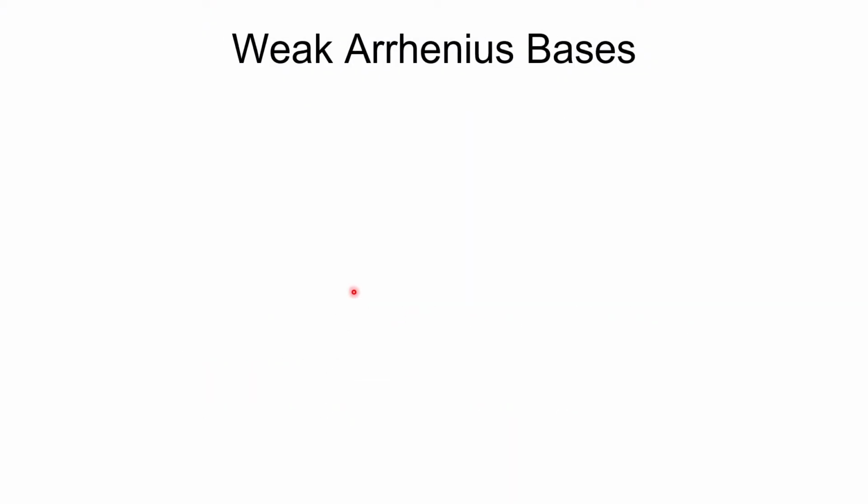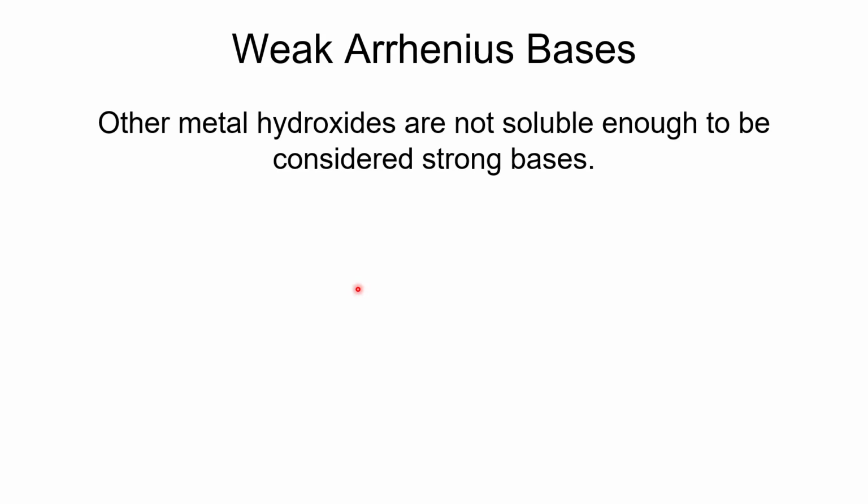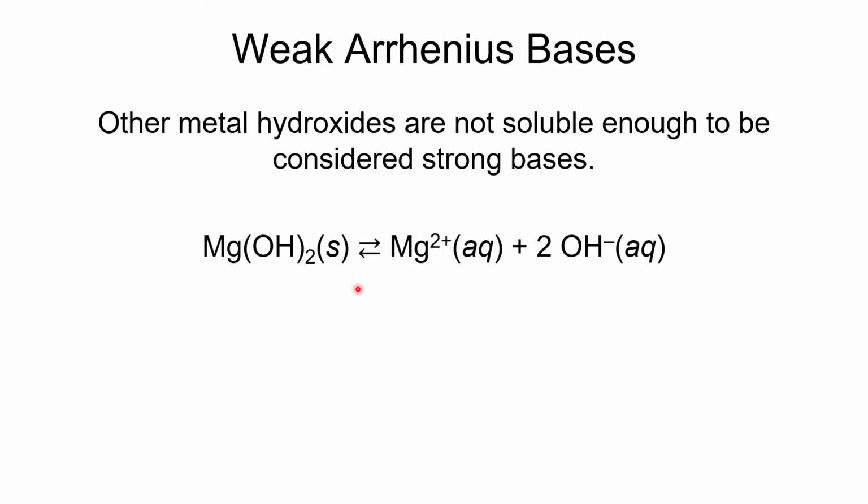All right. Here we've got our weak Arrhenius bases. These are metal hydroxides that when we put them into water, they're just not very soluble in water. And since they're not soluble enough in water, we generally don't consider them strong bases. These include things like magnesium hydroxide. You'll see that it says solid over here on the left, and that is if you take a chunk of magnesium hydroxide and you drop it into water, you won't see much happen. A little bit will dissolve, but most of it won't.